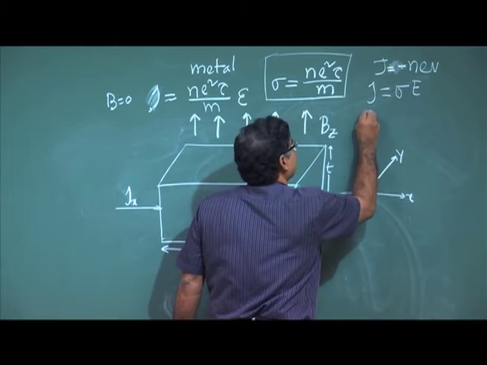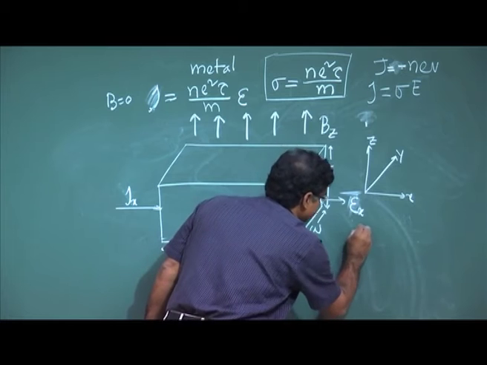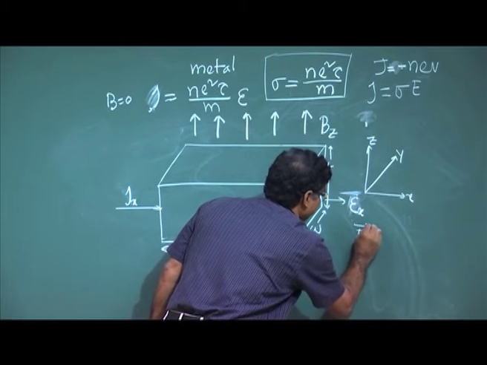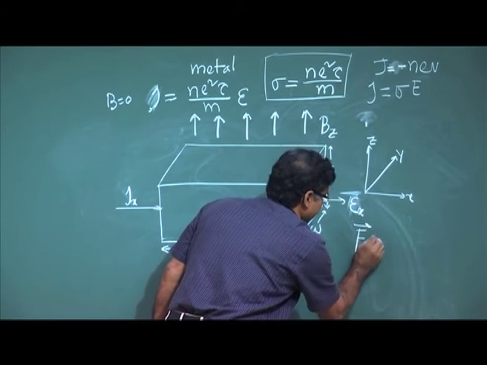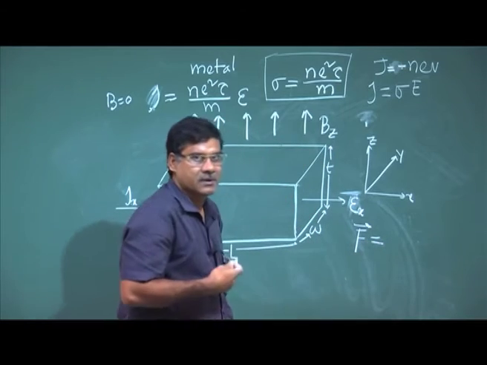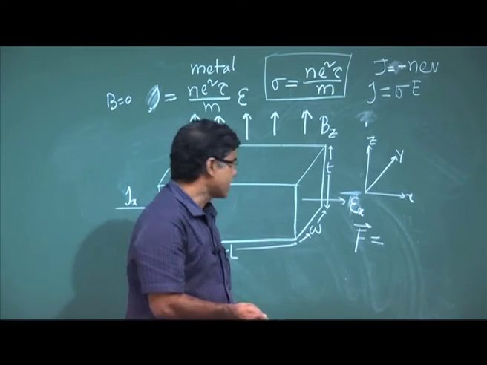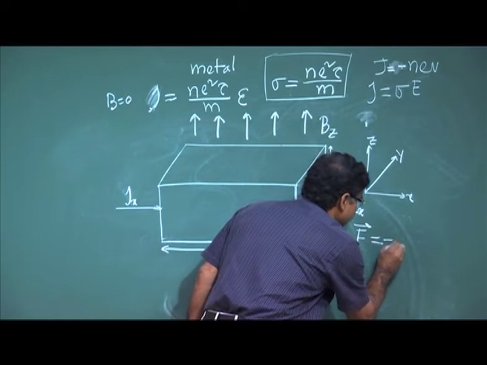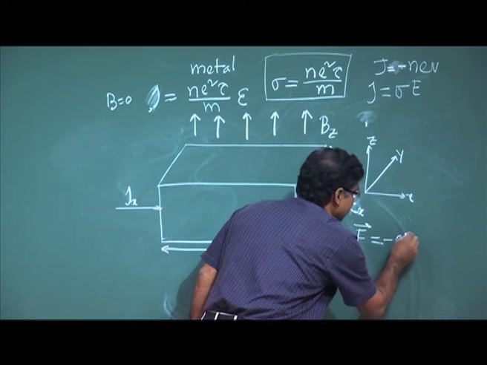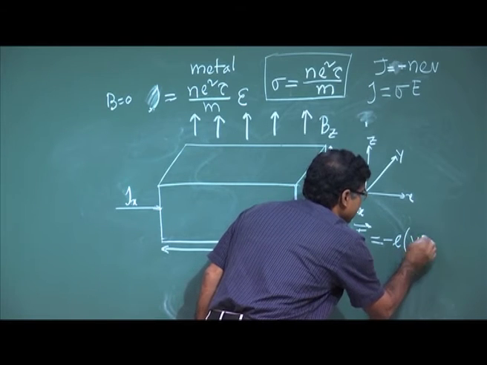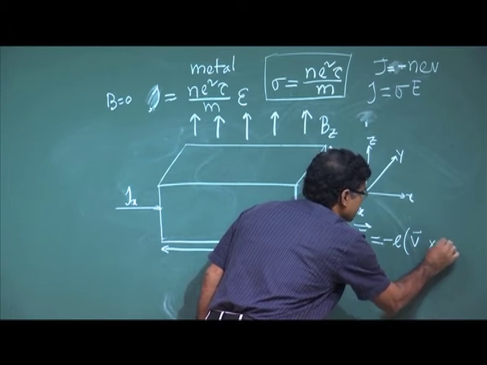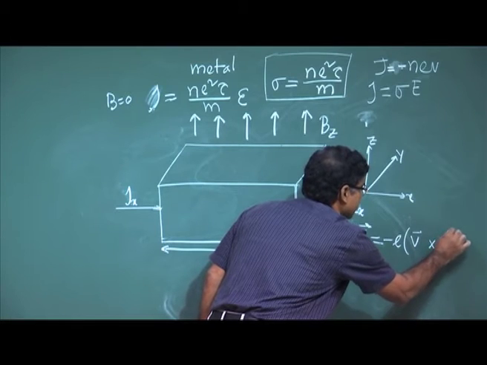So, this force F, the Lorentz force, will act on these moving charge carriers. That is F equal to minus e, V cross B.